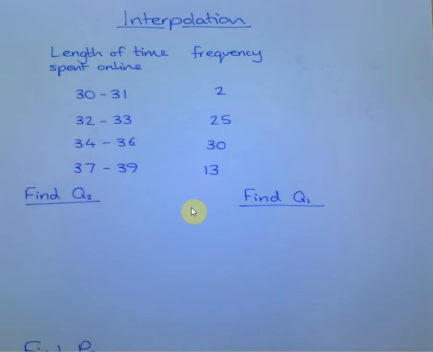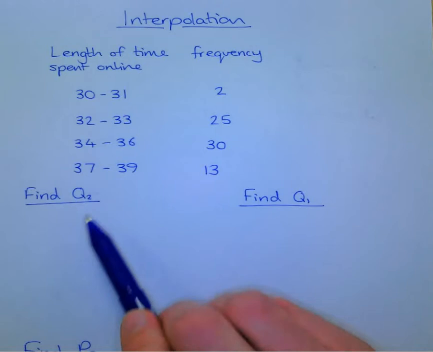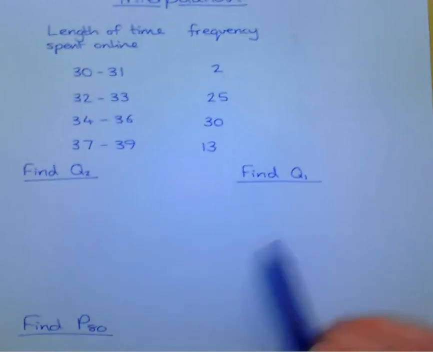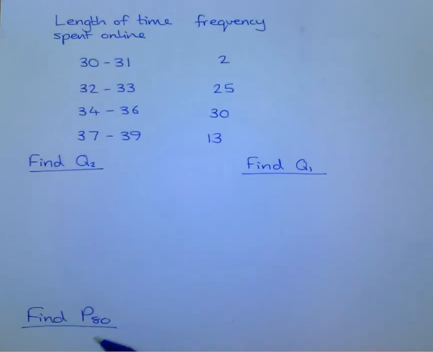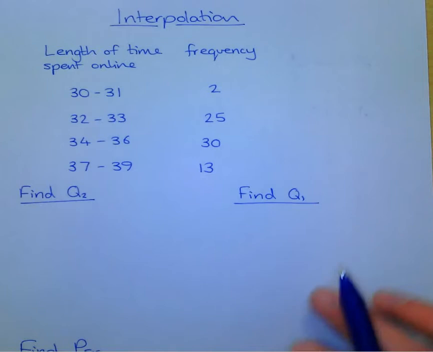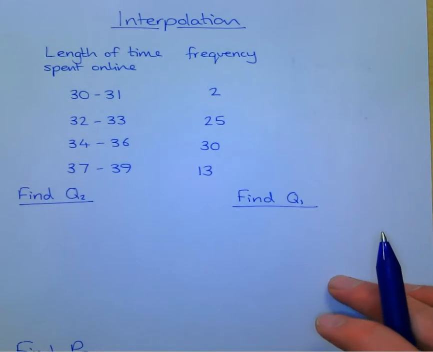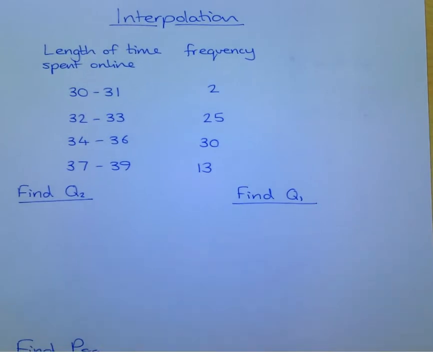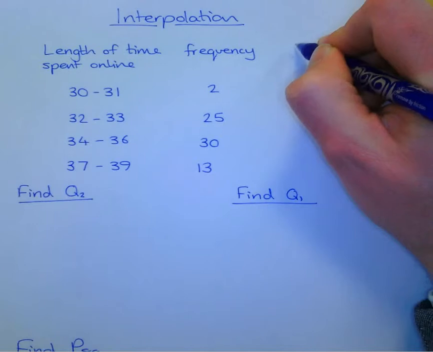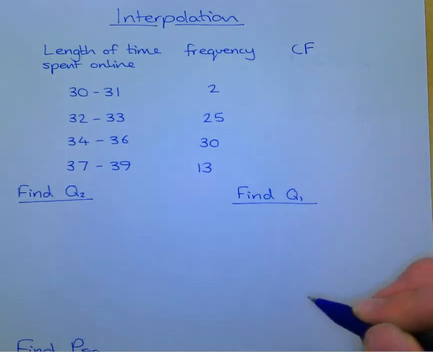Hi there guys, welcome to this video on interpolation, and we're going to use this to find the median or quartiles. Just down here I've got percentiles for grouped data. Okay, so the first thing you want to do whenever you see these is think, right, well, I need to find a cumulative frequency table, so I'm just going to write CF.